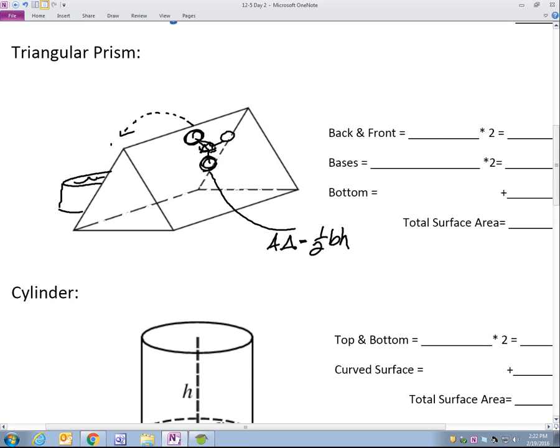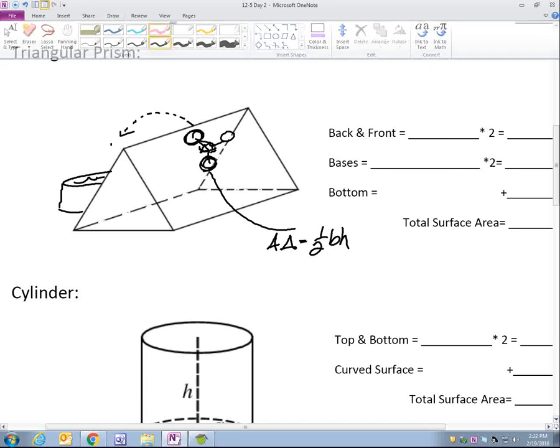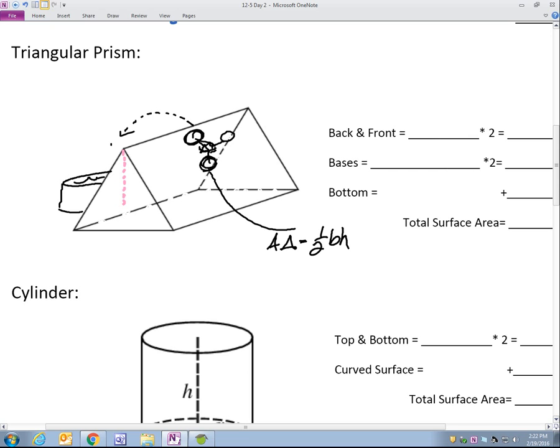So I'm going to find my height. Use a different color. Here's my height. Here's my base. Excuse me. Then I'm going to have width and length.